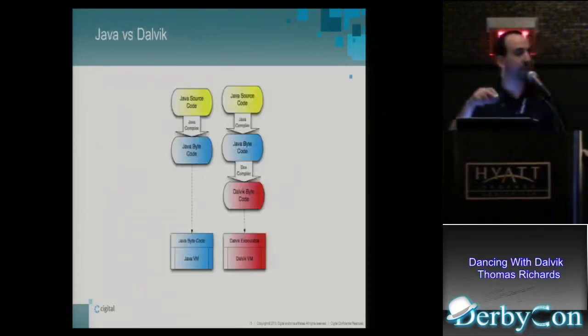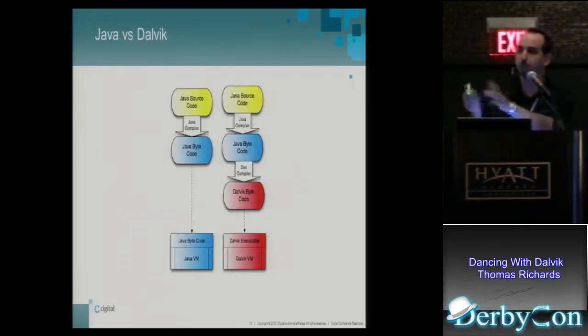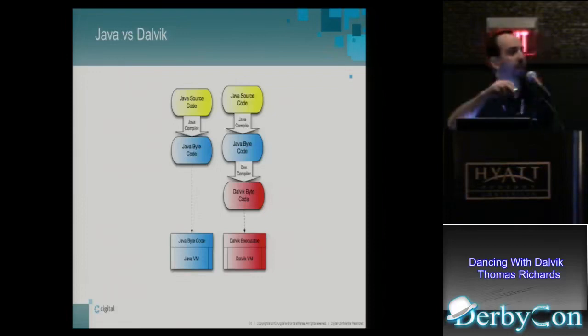Here's a quick little diagram that shows the differences between what happens when you compile Java for normal Java VMs and when you compile Java for a Dalvik VM. And there's the middle step I was talking about, how it then takes the Java bytecode and converts it to DEX, and then it gets packaged up.